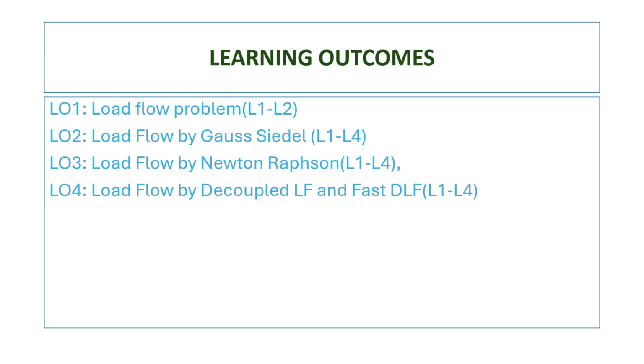Now, for this unit 5, four learning outcomes have been defined. LO1, that is the load flow problem. LO2, load flow by Gauss-Seidel, the level goes up to 4. Then learning outcome number 3, load flow by Newton-Raphson, the level goes up to 4. Then the last learning outcome, load flow by decoupled load flow and fast decoupled load flow, and we will have a comparison also. So only four learning outcomes are defined here.